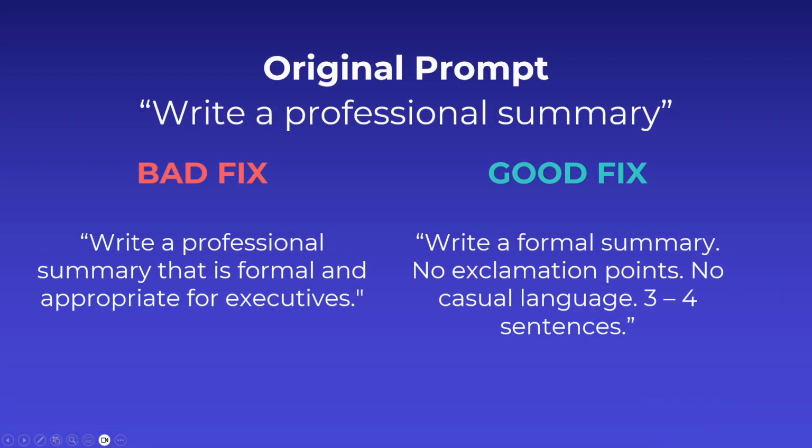So when the new model has different formatting defaults, don't add more description, that's not going to do anything. Our original might be write a professional summary. And a bad fix would say write a professional summary that's more formal and appropriate for executives. Again, you just added more vague words. But a good fix would be write a formal summary, no exclamation points, no casual language, no emojis, 3 to 4 sentences. These are concrete constraints and specific boundaries.